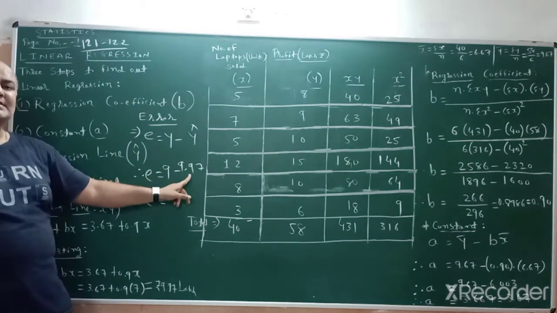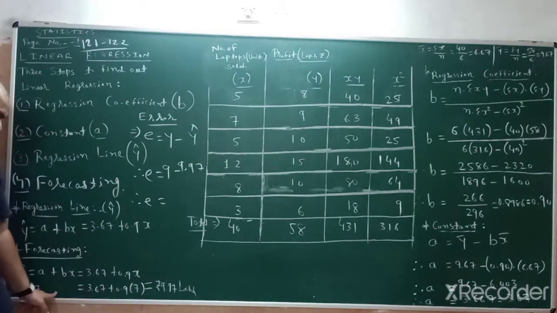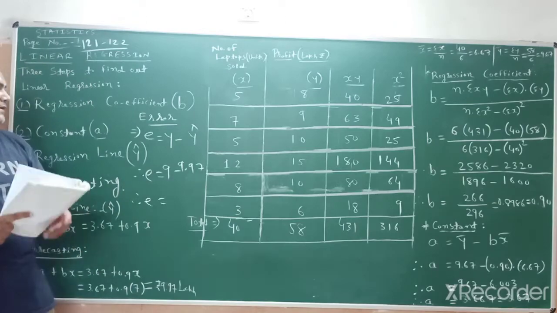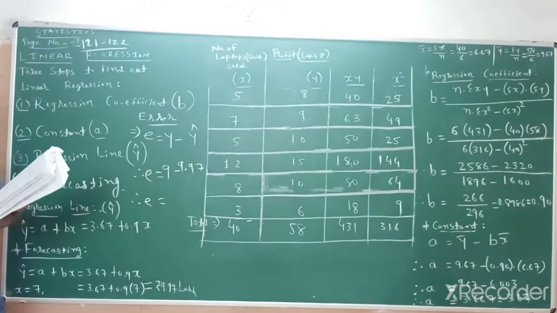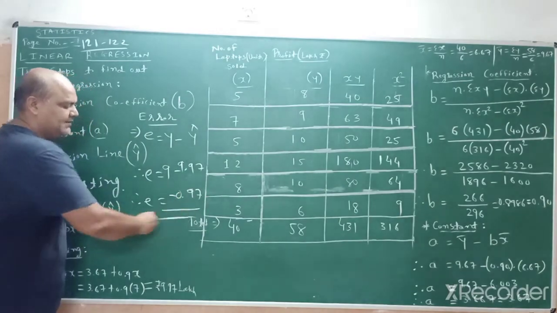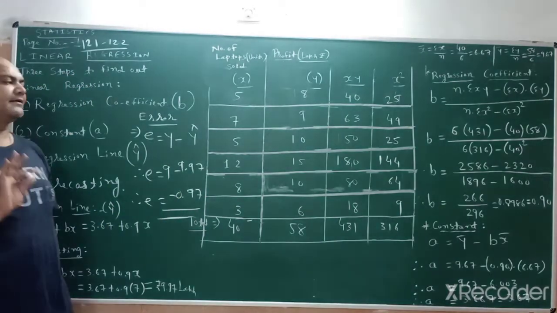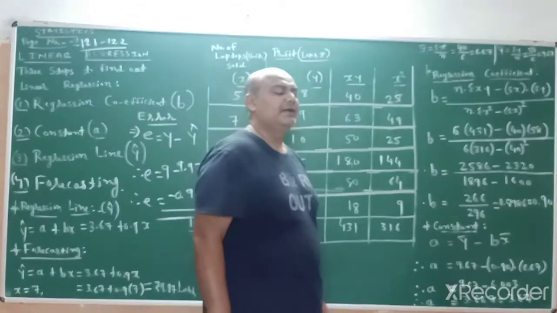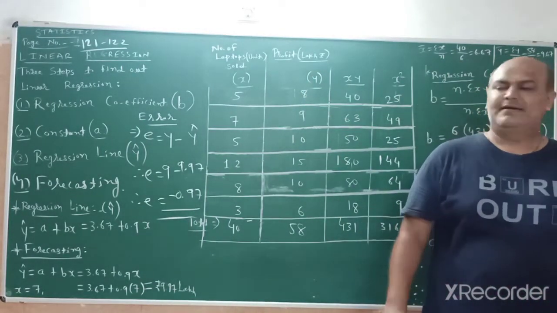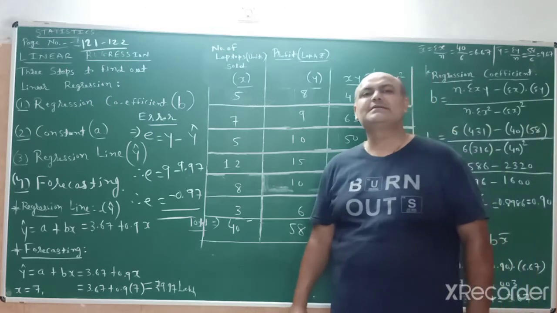And y cap means whatever answer comes of forecasting, y cap, that is 9.97. So 9 minus 9.97 is minus 0.97. That is our error, minus 0.97. This is called error. Error means y minus y cap.